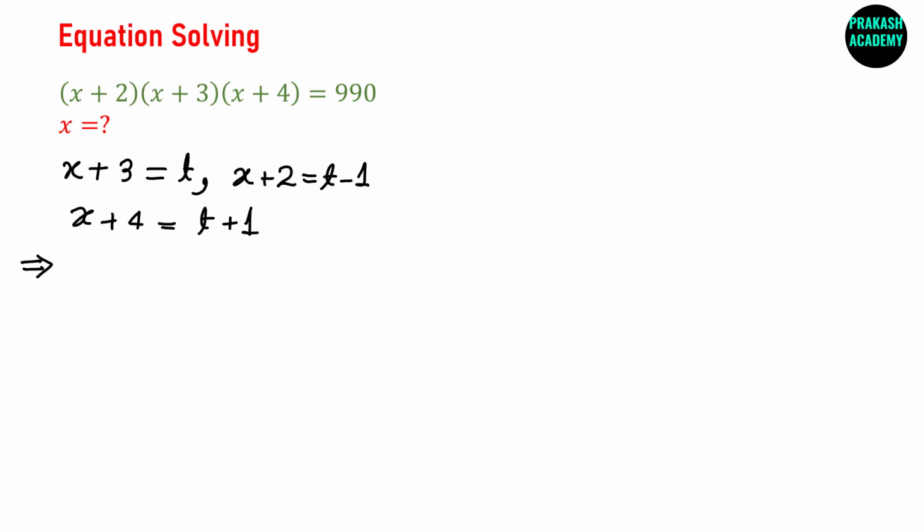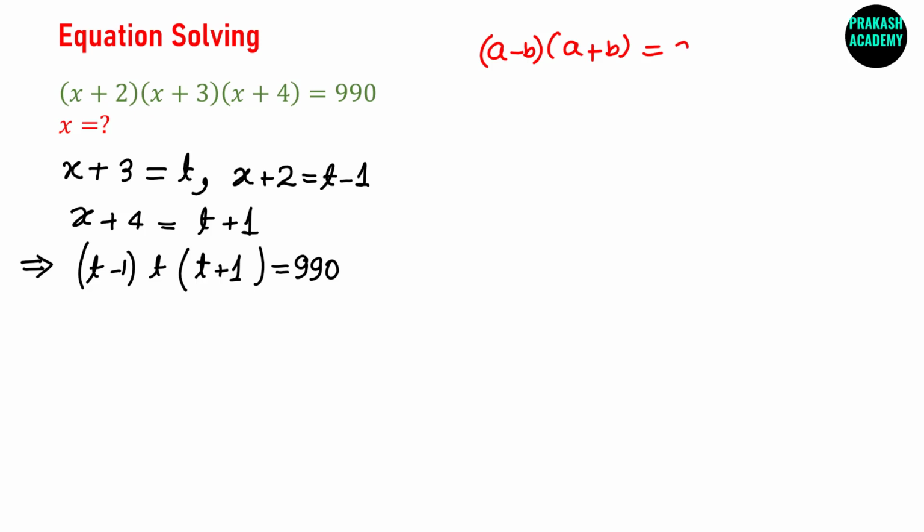Now let us rewrite this expression. We have x plus 2, that is t minus 1, and this is t, and this is t plus 1, equals to 990. Now you can see the advantage. You have t minus 1 and t plus 1, so this can be simplified using the formula a square minus b square. If you remember, (a minus b) into (a plus b) can be written as a square minus b square.